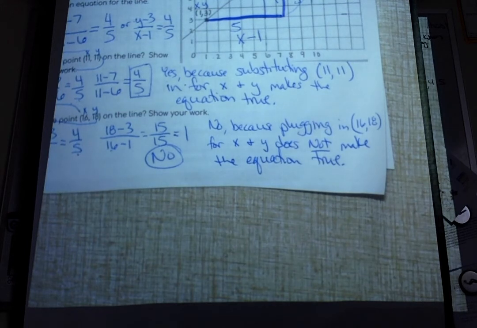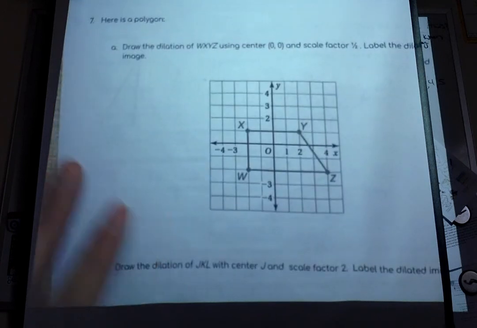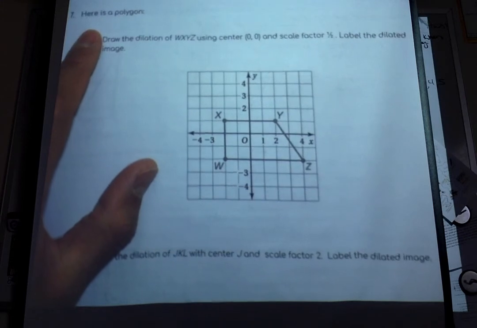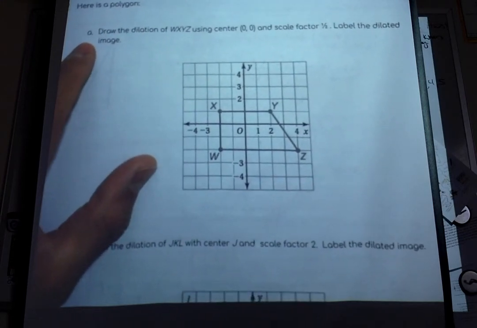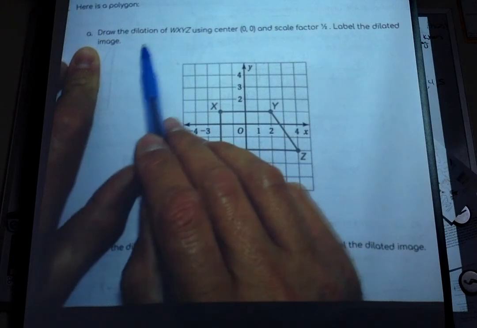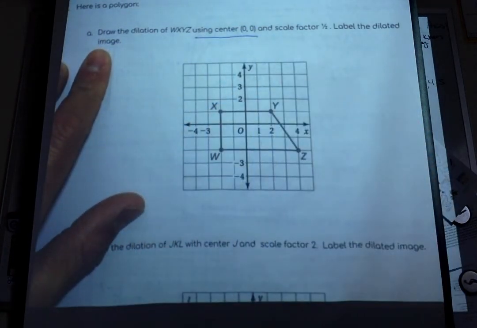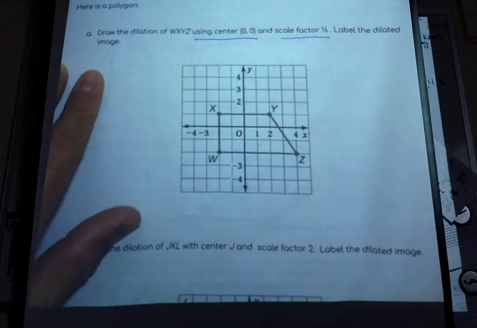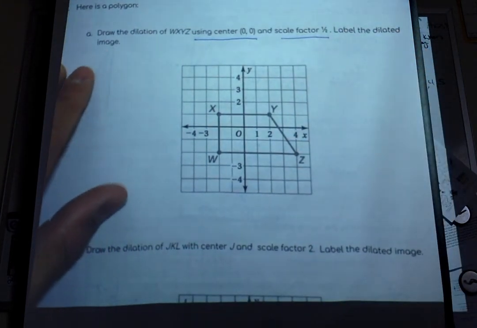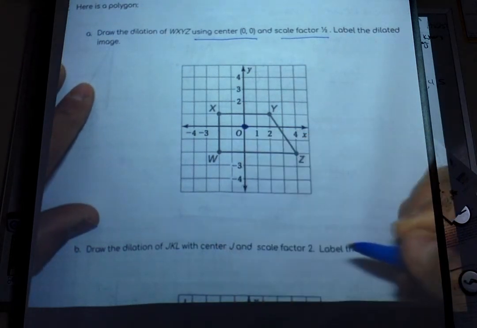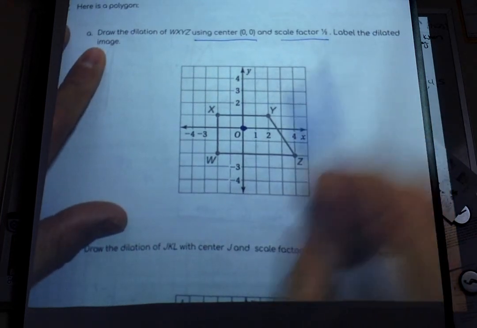Moving on to the last page. Number 7 reads, here's a polygon. And what we need to do, it says, draw the dilation of WXYZ using center of 0, 0 with a scale factor of 1/2. Label the dilated image. So what we're going to do is our center is right here. And it should tell you, this is our original.